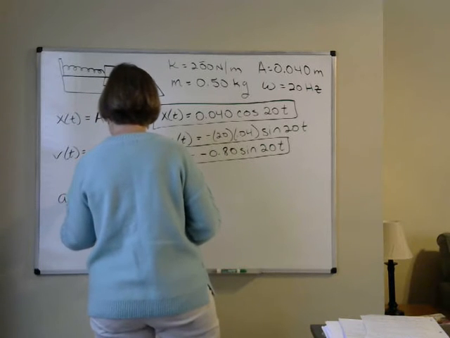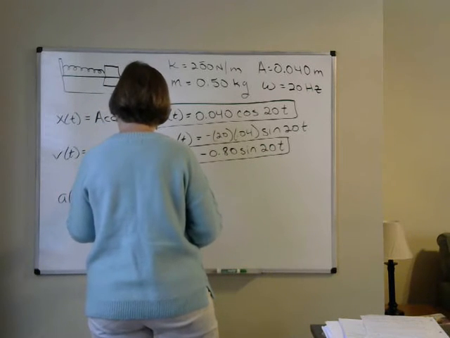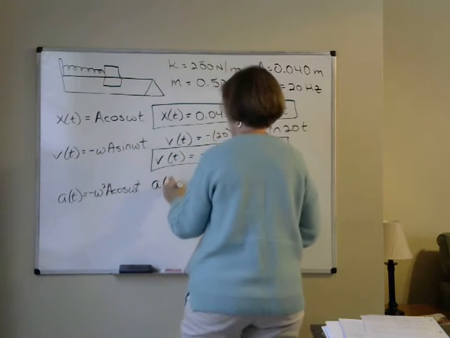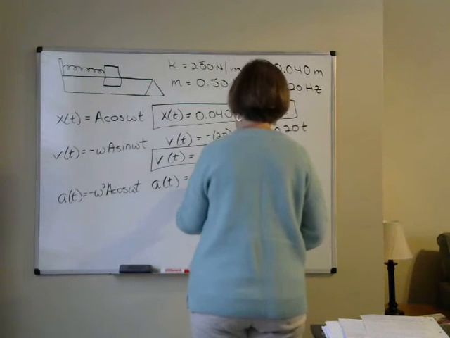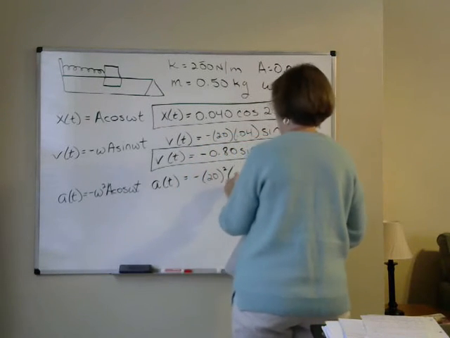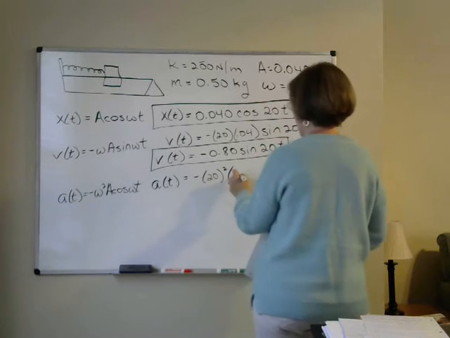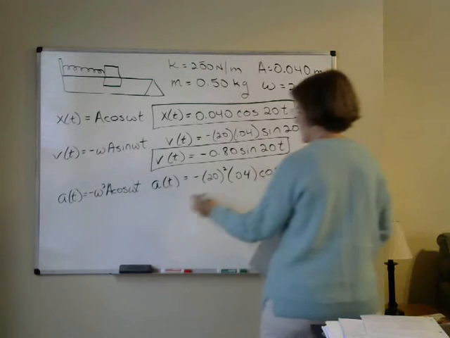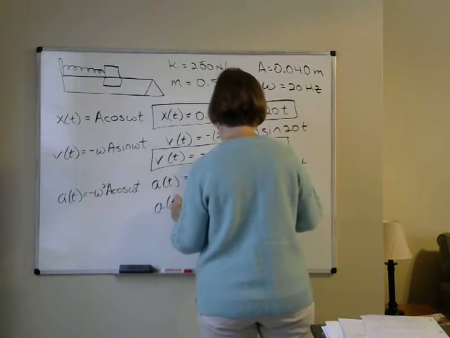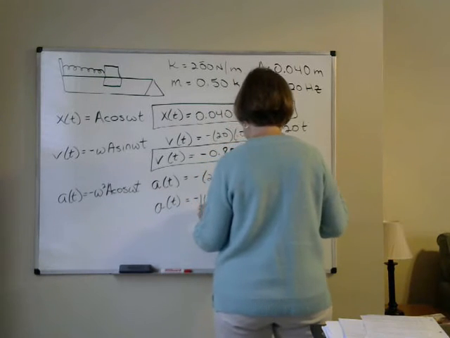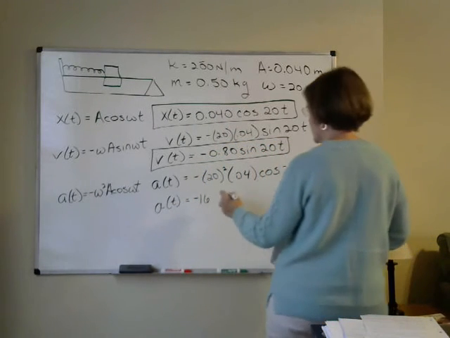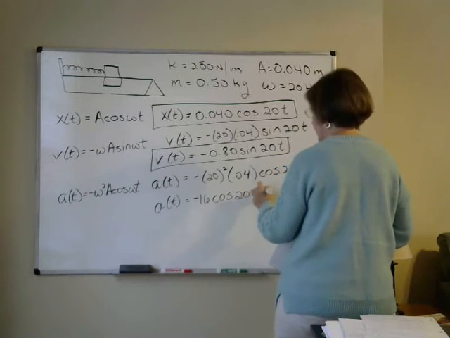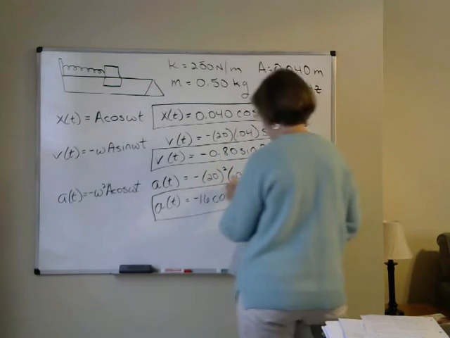Acceleration, negative omega squared A cosine omega t. Now we have negative 20 squared times the 0.04, and we're back to cosine. So negative 16, that would be in meters per second squared, cosine 20t.